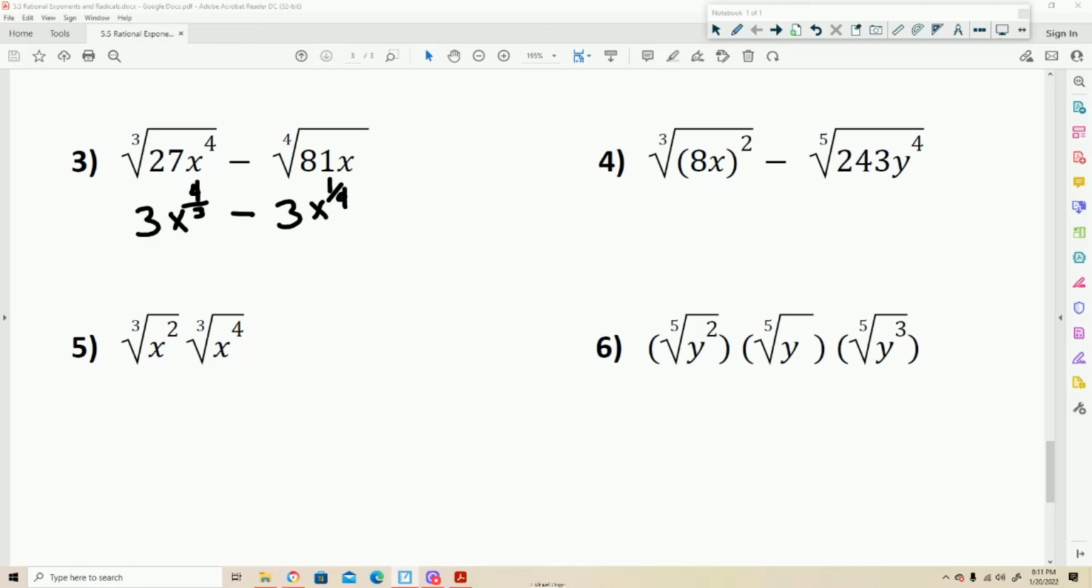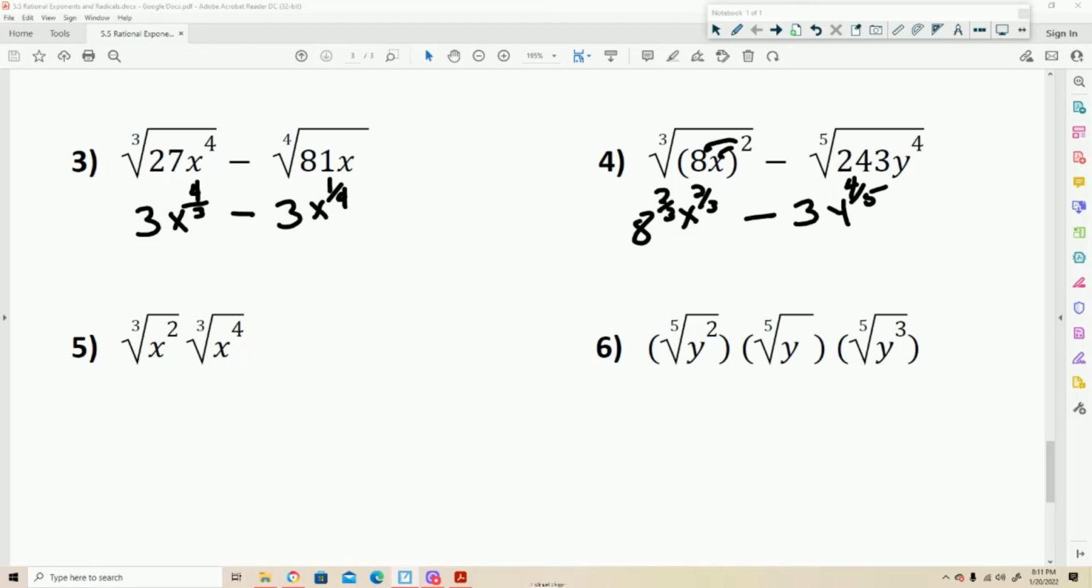Number 4, actually, let's look at this. Let me take it out here, and then we'll simplify it. This 2 goes here and here. So I've got 8 to the 2/3 and x to the 2/3 minus, okay, the 5th root of 243 is going to be 3. Because 3, if you multiply 3 5 times, you get 243. So the 5th root of 243 is 3. We're going to go ahead and do that. And we get y to the 4/5. I think we can go ahead and simplify this, okay?